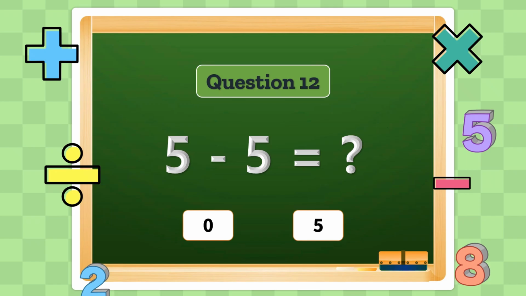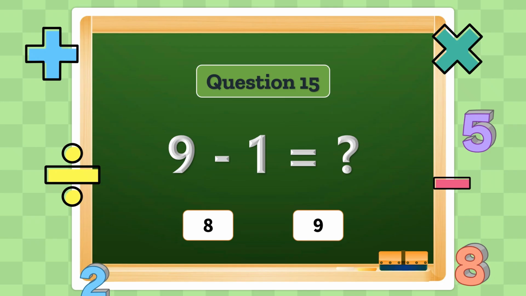What is 5 minus 5? The answer is 0. What is 8 minus 3? The answer is 5. What is 6 minus 4? The answer is 2.